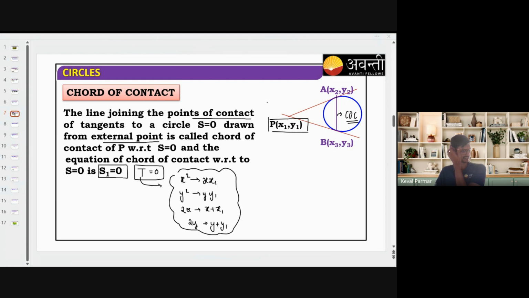So let's see the example. The questions are very simple, but the main thing is to identify the concept. The question is based on the concept of chord of contact.